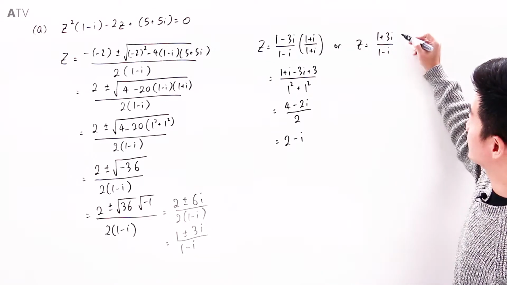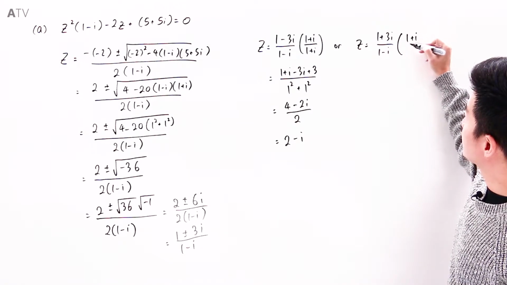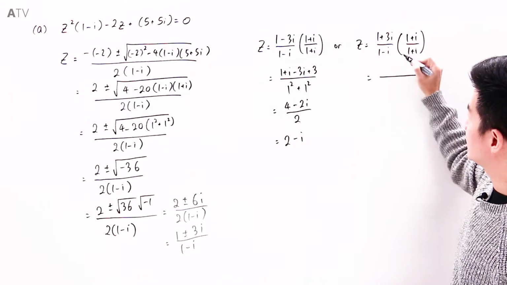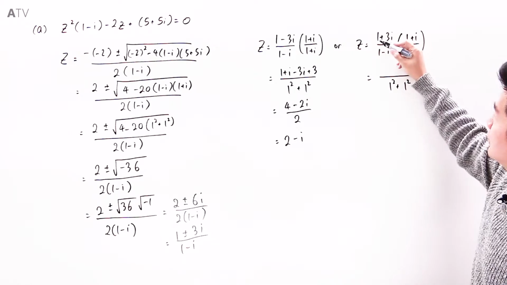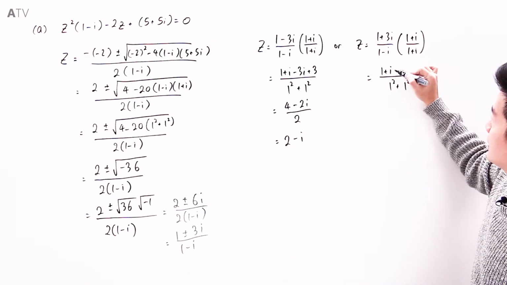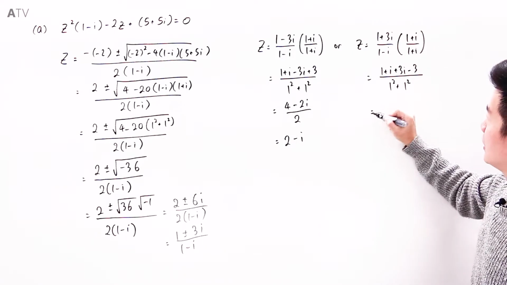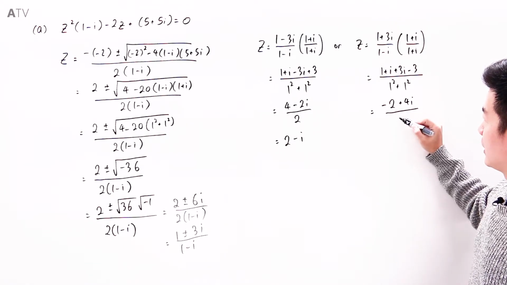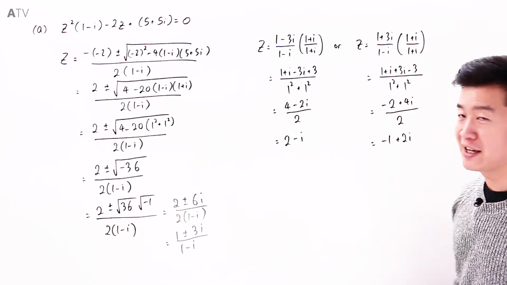Let's do the same thing for this. So I'll multiply the numerator and the denominator by 1 plus i. For the denominator, once again, it is going to be 1 squared plus 1 squared. As for the numerator, this times this is 1 plus i. This times this is plus 3i. This and this will be minus 3. So I will have minus 2 plus 4i divided by 2. So we will have minus 1 plus 2i as the other root.